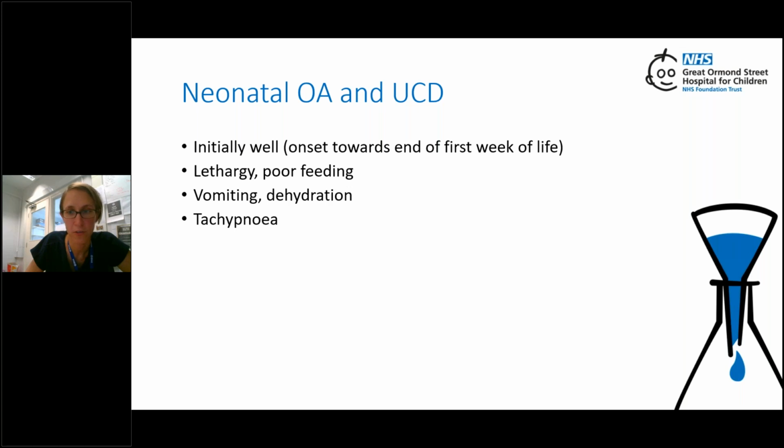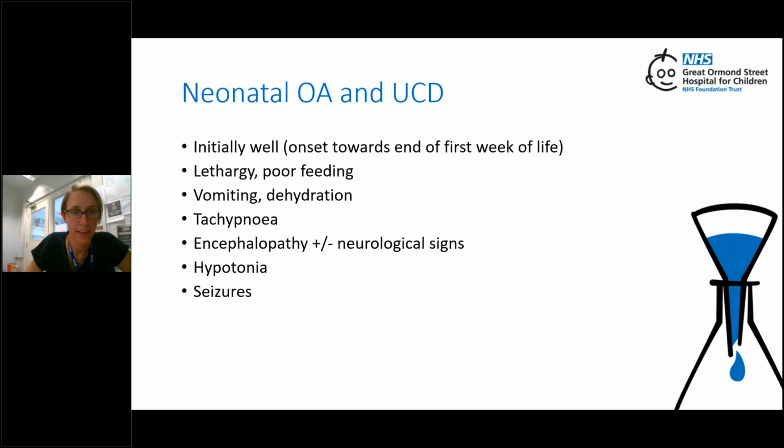Tachypnea for 2 reasons. So as to compensate, for example, for a metabolic acidosis, but also the ammonia itself is a respiratory stimulant, and hence you can have a respiratory alkalosis with a high ammonia, but I'll still come back to that as well. And then they typically develop into an encephalopathy plus minus neurological signs. So they're often quite hypotonic, and they can develop seizures. Sometimes loss of reflexes, and develop apnea.